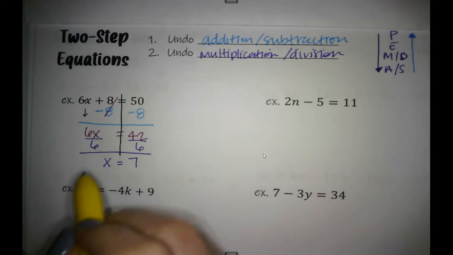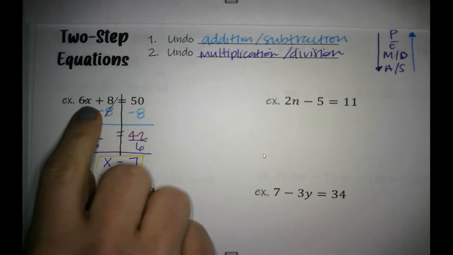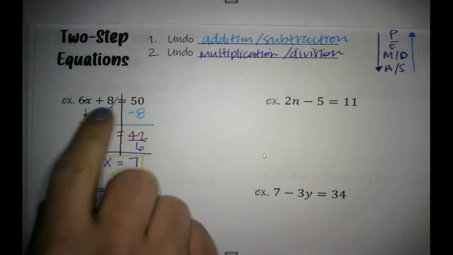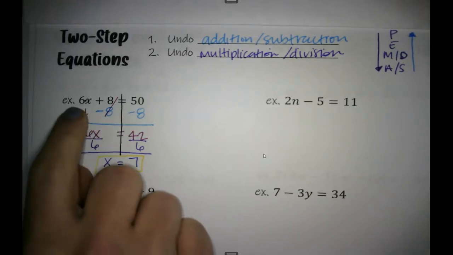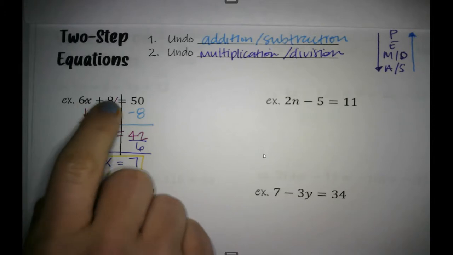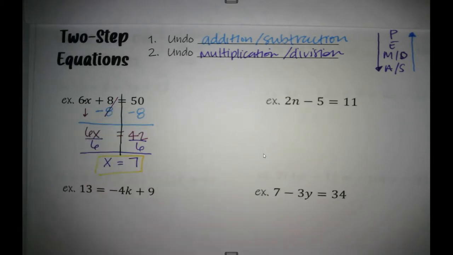So x equals 7. So what does that mean? That means that right here, this number here is 7. In order for this equation to be true, this number has to be 7. So 6 times 7 plus 8 is going to give me 50. You can check me on that if you want. Let's look at another example.